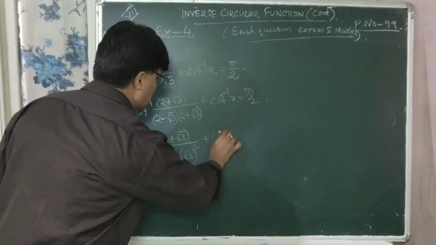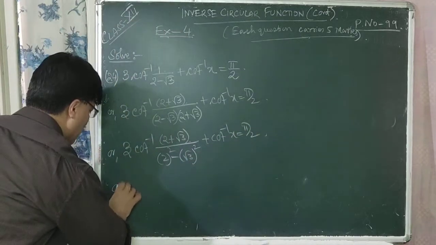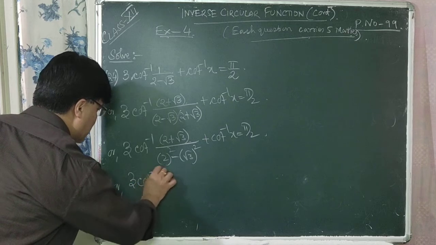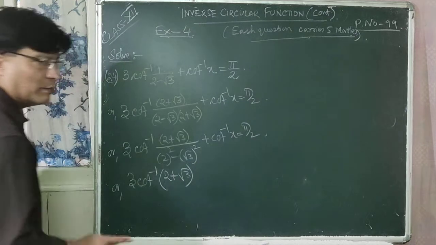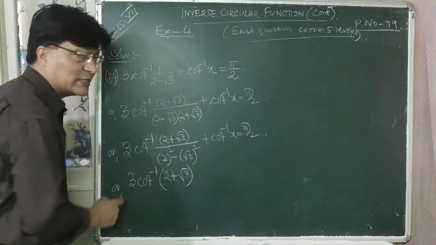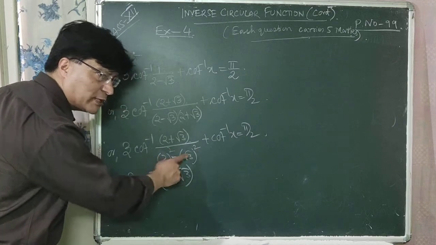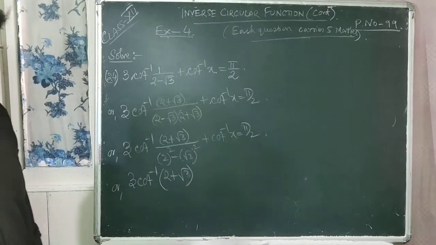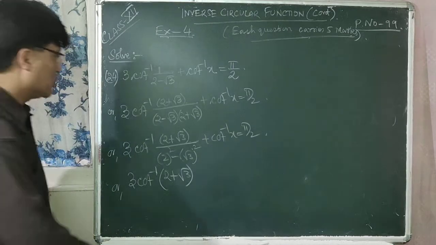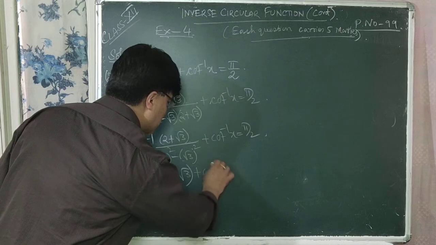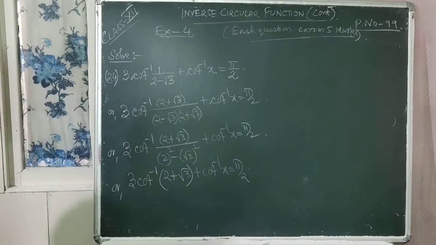Then 3 cot inverse within bracket, it is only 2 plus root 3, because in the denominator, what is this simplification? 2 square is 4, minus root 3 whole square is 3. What is 4 minus 3? That is 1. You don't have to write 1. If there is 1 in the denominator, you don't have to write it. Okay. So then plus cot inverse x is equal to pi by 2.